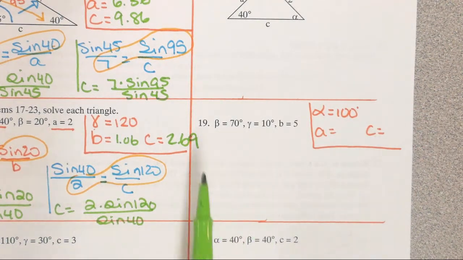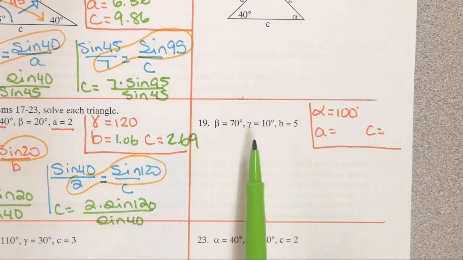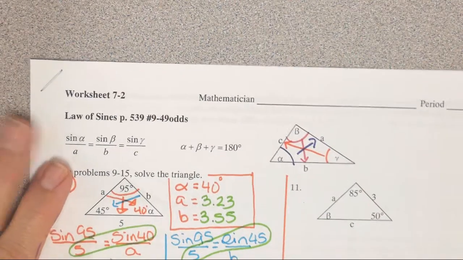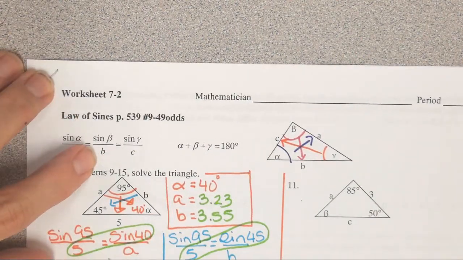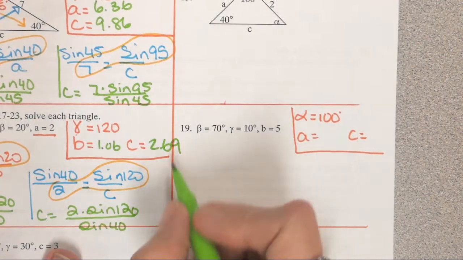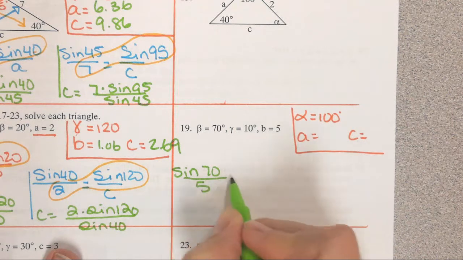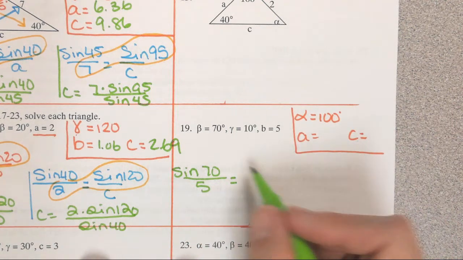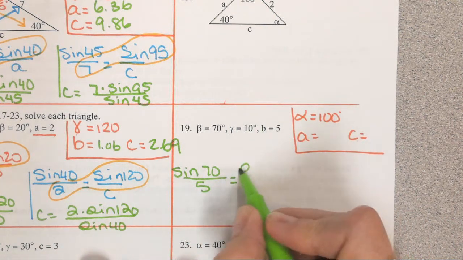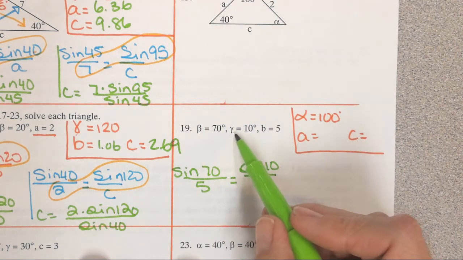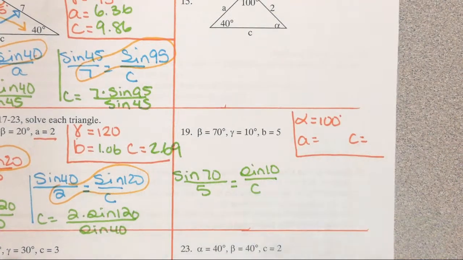Okay, so let's look at what they gave me and see if I can find anything that's supposed to go together. They gave me beta, they gave me gamma, and they gave me B. So I know from looking at the top that I can put the beta and the B together. So sine of 70 over 5 is equal to, they gave me gamma, sine of 10 over, and I know if I have gamma, that C always goes below it. So I'm going to go find the C.